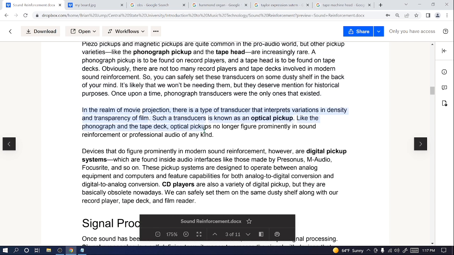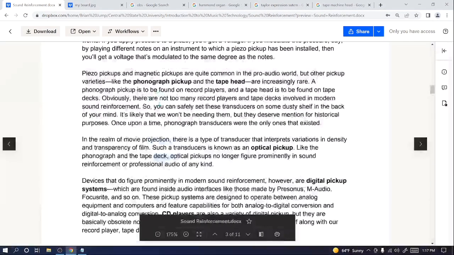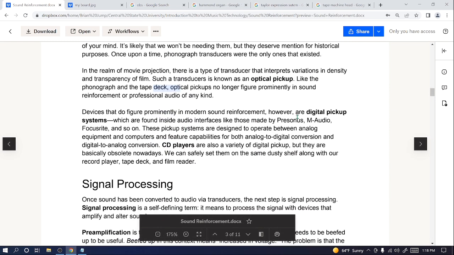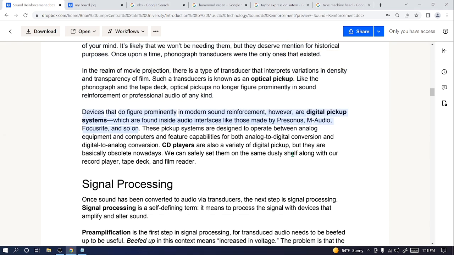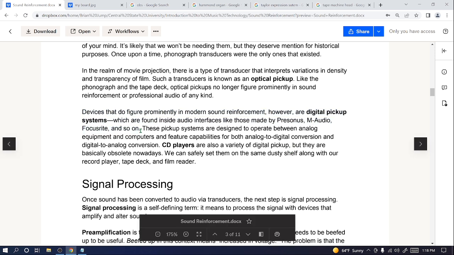This is outside of my area of expertise, but apparently there's an optical pickup used with movie film, which interprets the variations in density and transparency of film. Okay, so basically everything mentioned here has been subsumed in the realms of DAWs and is no longer really encountered. I guess we can think about interfaces such as the one I have in the front of the room here, which convert analog audio into digital signal. And I suppose you can think of that as a kind of transducer.